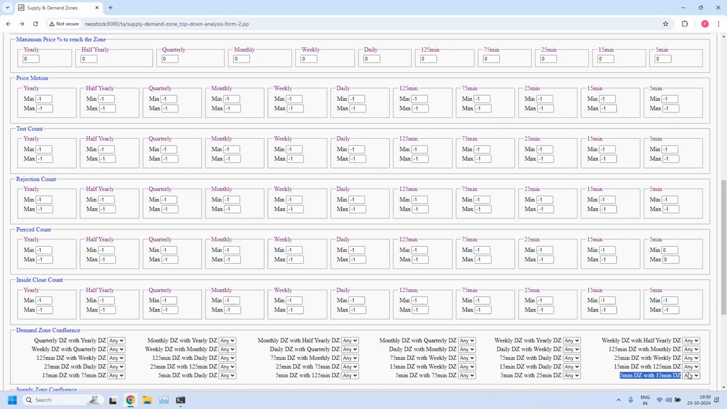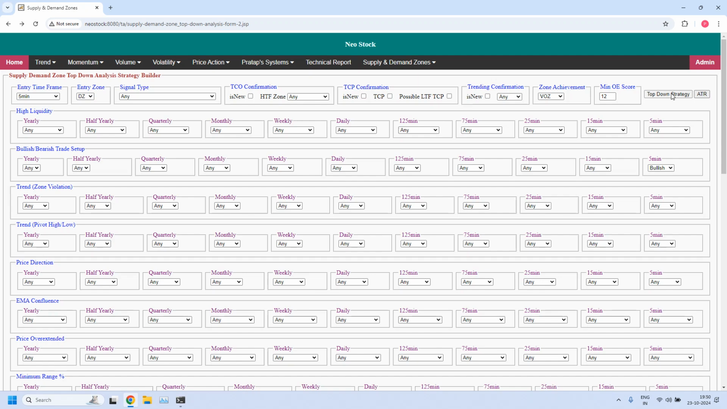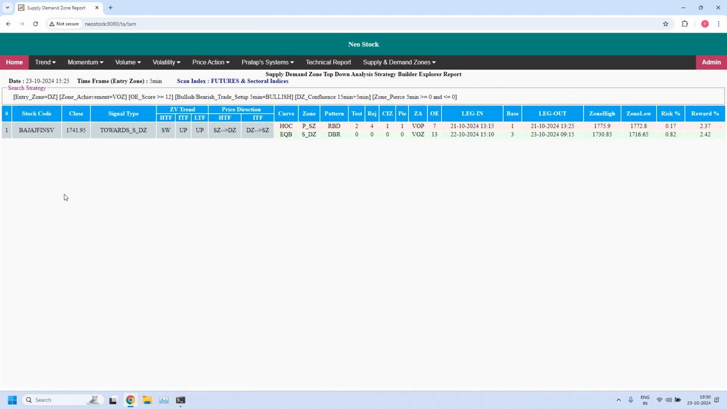5 minutes demand zone with 15 minutes demand zone confluence, I enable the filter. That means it's a high probability setup supported demand zone, because it is also a high liquidity demand zone. 5 minutes demand zone is part of the 15 minutes demand zone.